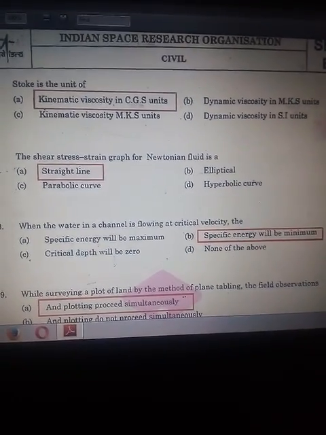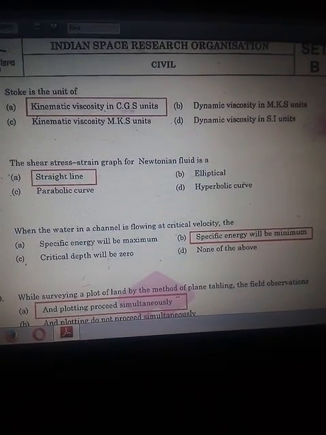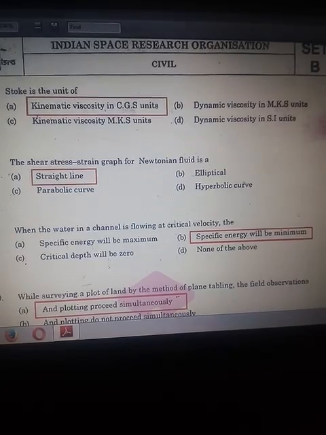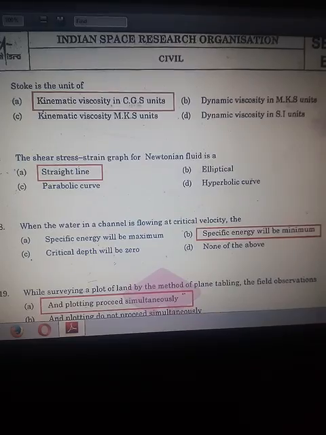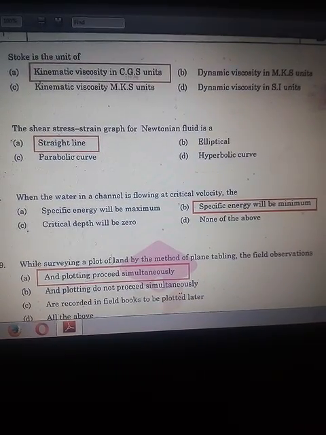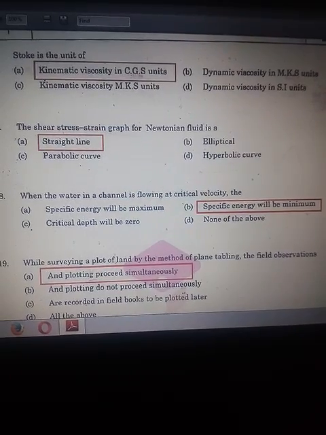Okay. Now next question, stokes is the unit of kinematic viscosity in CGS units, dynamic viscosity in MKS units, kinematic viscosity in MKS units, dynamic viscosity in SI units. So right answer of this question will be A. Okay. Next question, the shear stress strain graph for Newtonian fluid is a straight line. Okay. Right answer of the question will be 1.